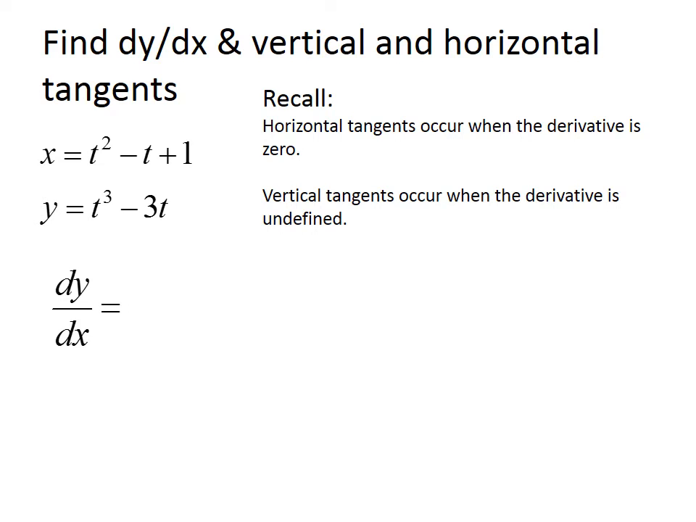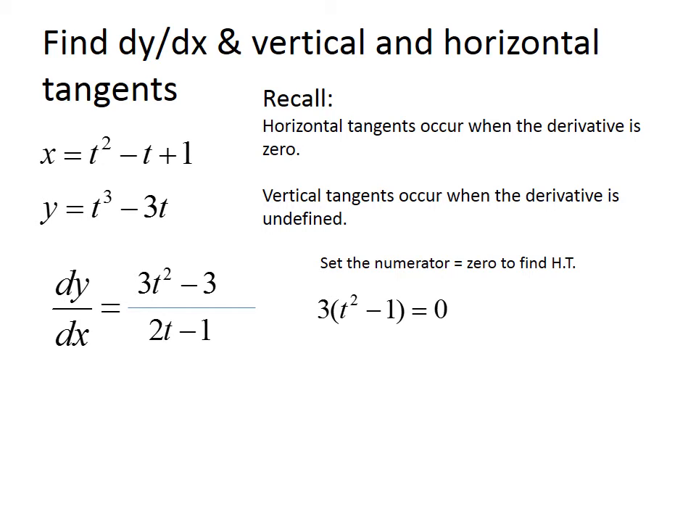So everything goes back to finding the derivative. To find the derivative dy/dx, I have to find the derivative of y with respect to t, which is 3t squared minus 3, and then the derivative of x is 2t minus 1. So I want to know, when is the derivative 0? Because that'll give me my horizontal tangent. So I would set the numerator equal to 0, and I get t is plus or minus 1.